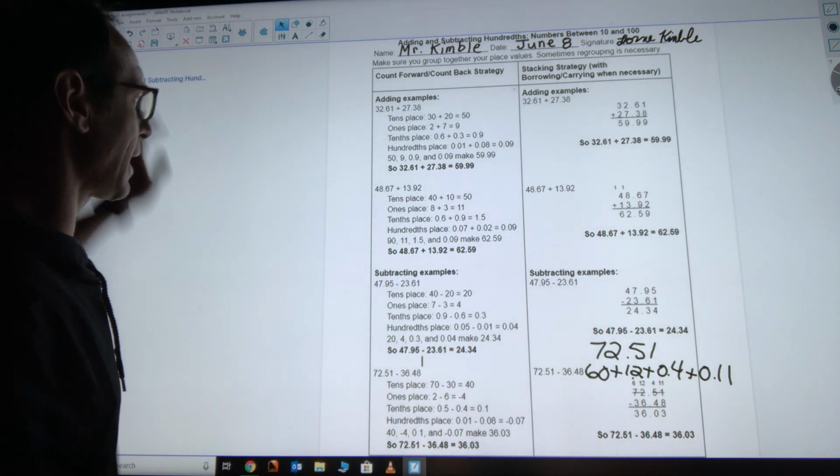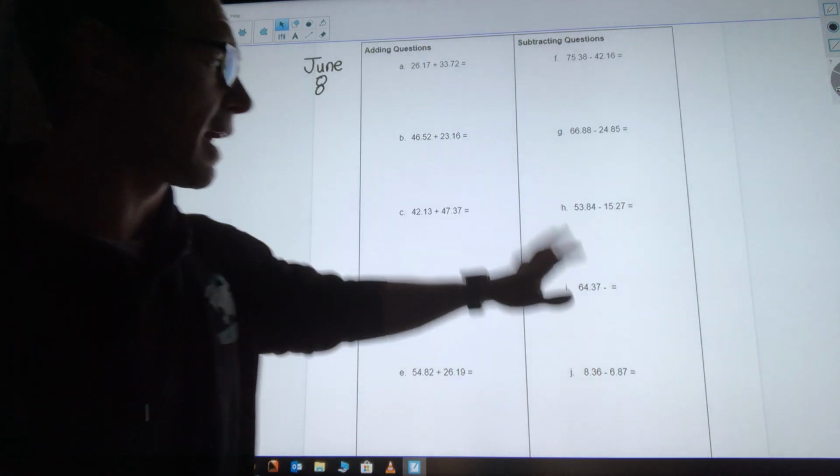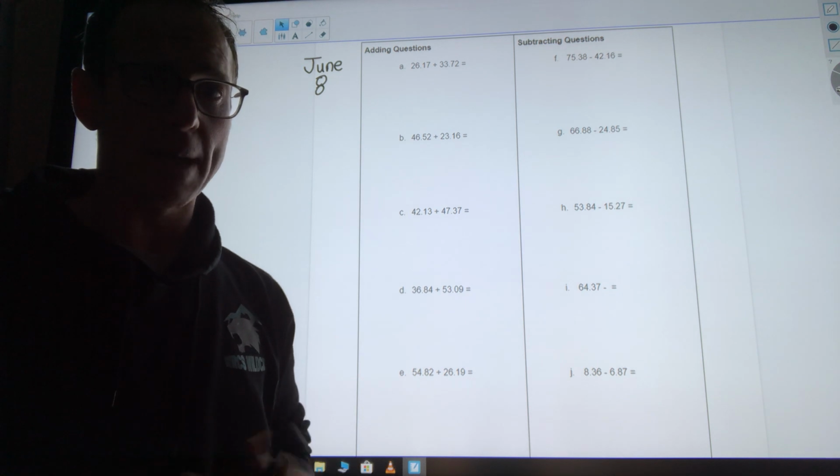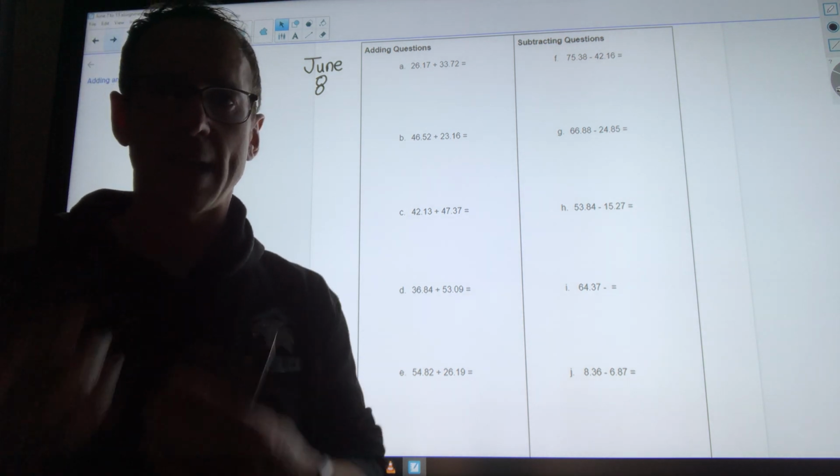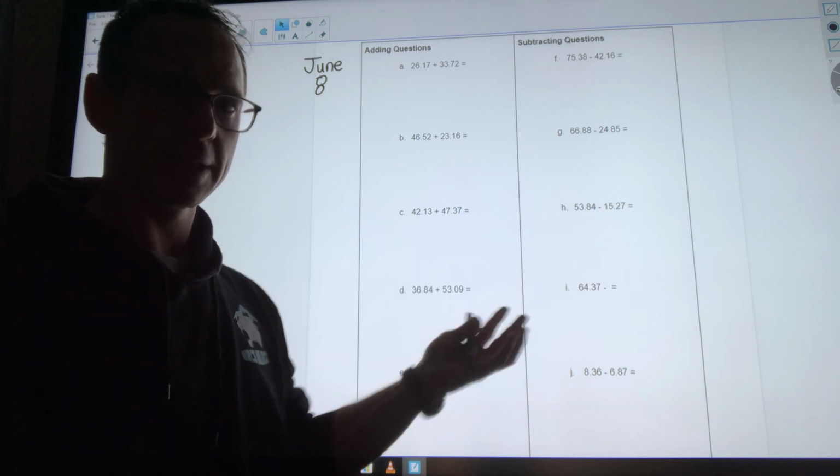On the back side of the page, I have 5 adding questions and 5 subtracting questions. Do your best on them and let me know if you have any issues. I will make a review video for this side of the page next.